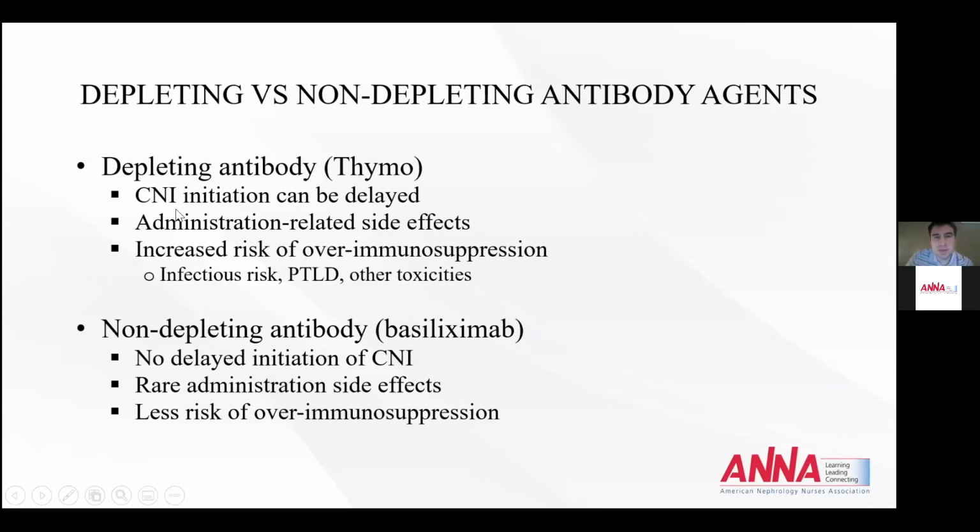So depleting versus non-depleting, like I was just describing: depleting is thymo. You don't need to give your calcineurin inhibitors right away. They have a bunch of side effects, and you have a higher risk for over-immunosuppression, which again means infection risk with viral infections you can get from the community, like cytomegalovirus, Epstein-Barr virus, and BK virus, which we'll talk about in a whole different PowerPoint later on in a few months. And then you have cancer risk or other toxicities.